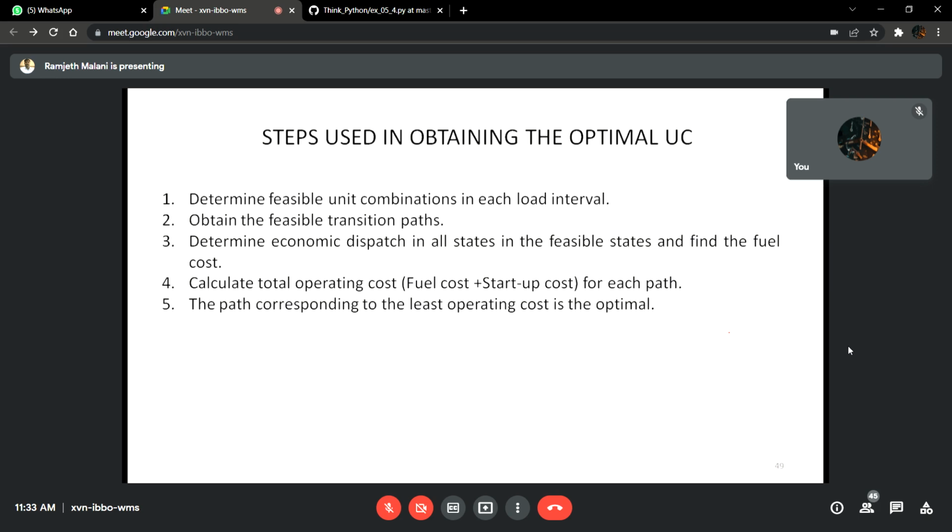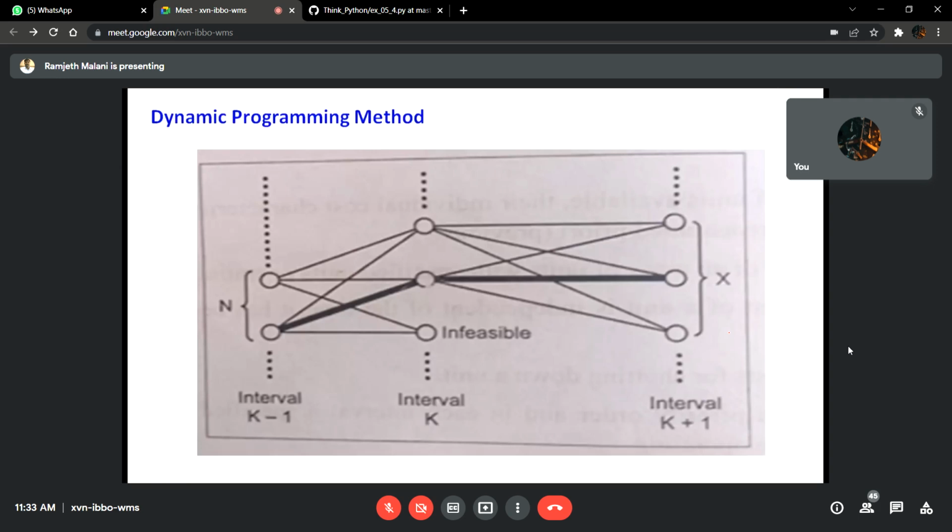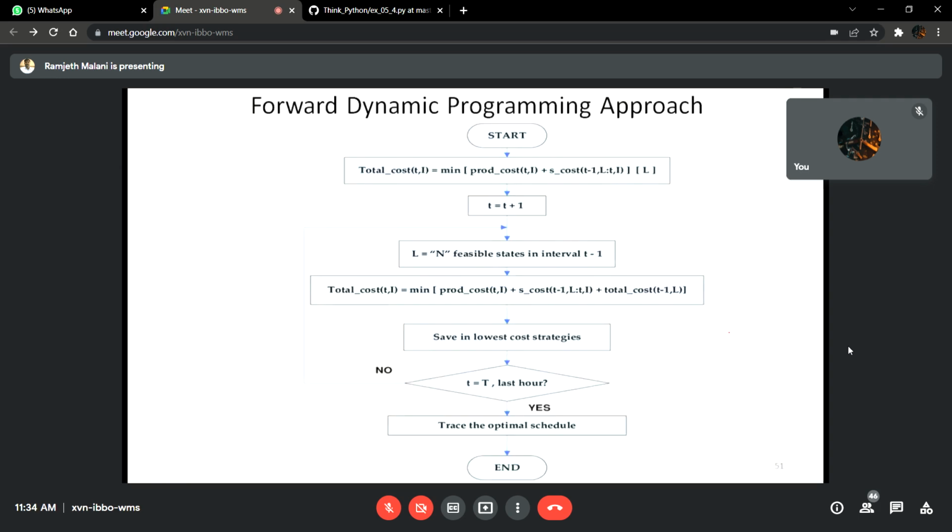Now, I hope you have understood it. You can look into what dynamic programming is and how that can be applied to the unit commitment problem.